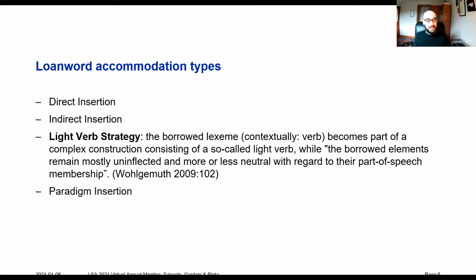The third strategy is this light verb strategy. This is whenever the borrowed lexeme becomes part of a complex construction consisting of a so-called light verb. In this case, the borrowed elements remain mostly uninflected, and they're more or less neutral with regard to their part of speech membership. Cross-linguistically, we often see this with verbs that would translate to 'do' or 'make'. So you borrow a verb from another language and then you say 'to do' and then whatever that form is. This is the classic light verb strategy.